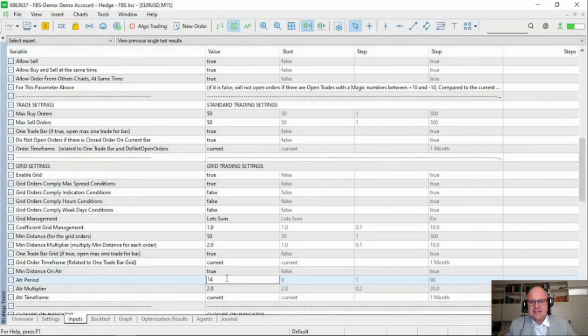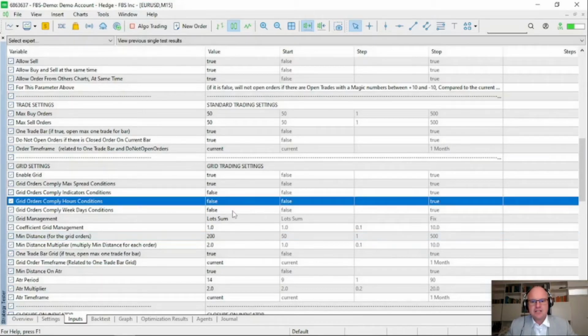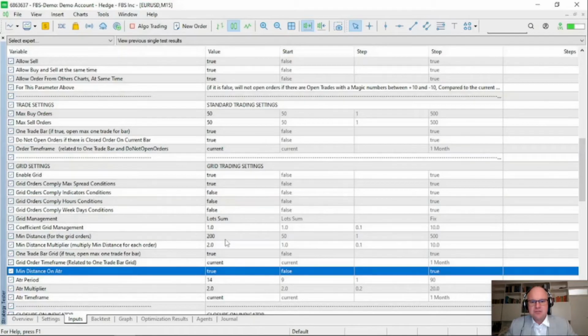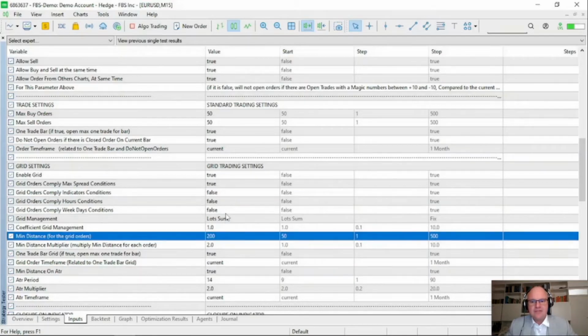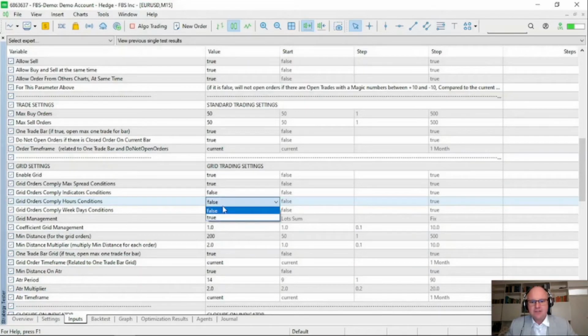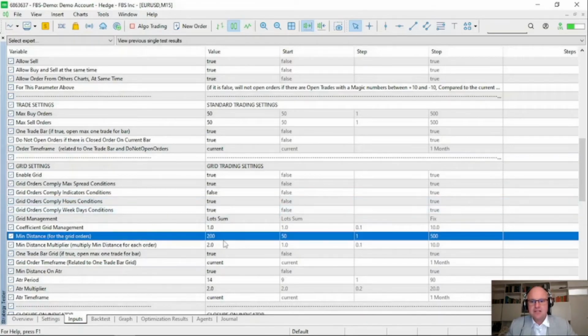Now, what this means is the minimum distance on the ATR times the ATR multiplier will determine the spacing in the lot size. So what I do is I combine this with the other grid functions and filters to improve the way that my grid trades.